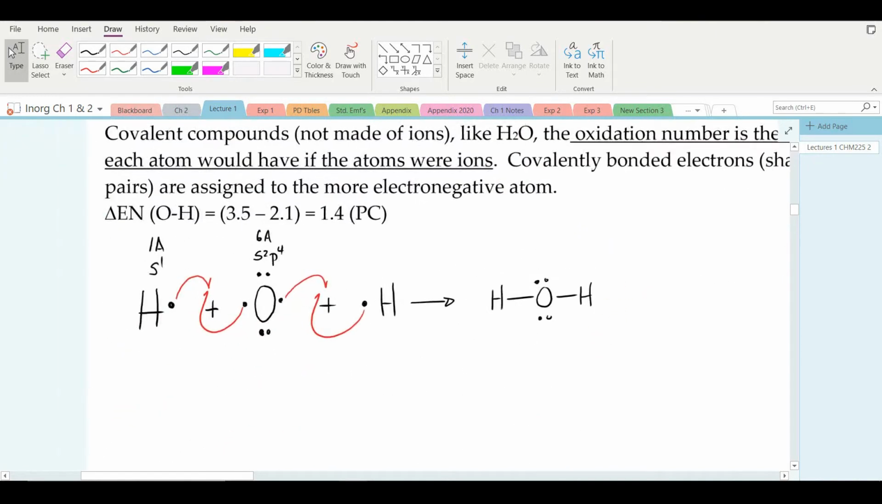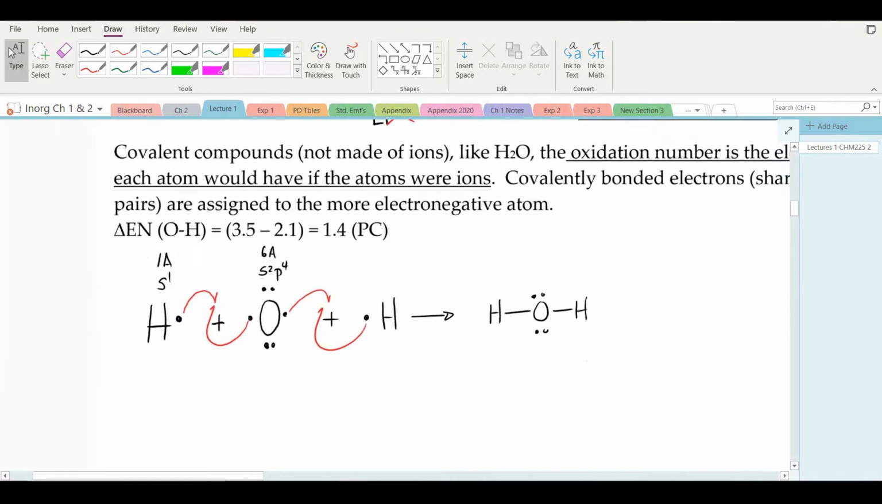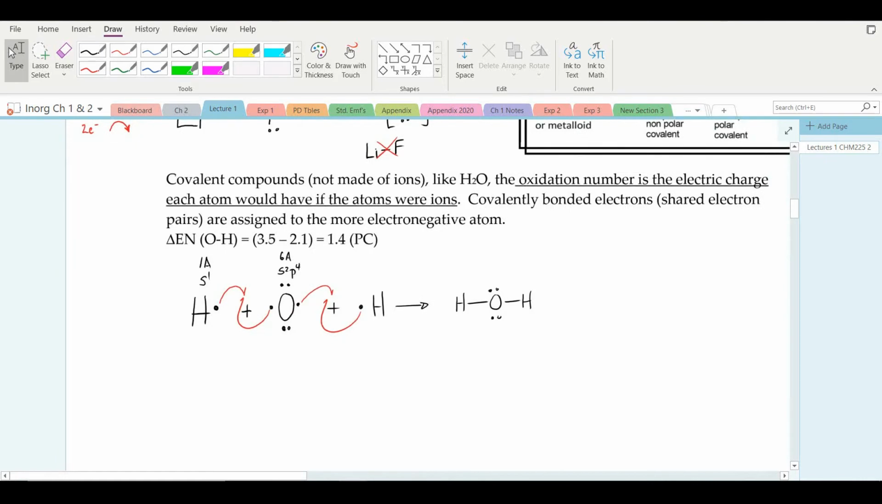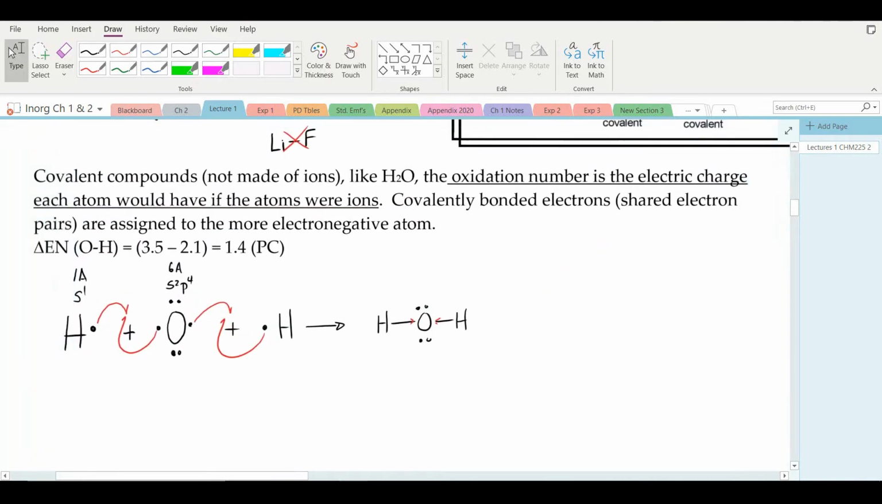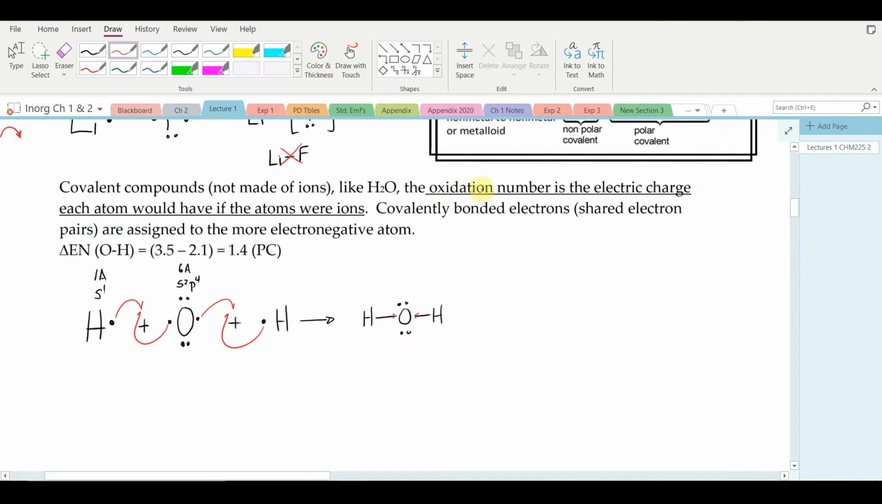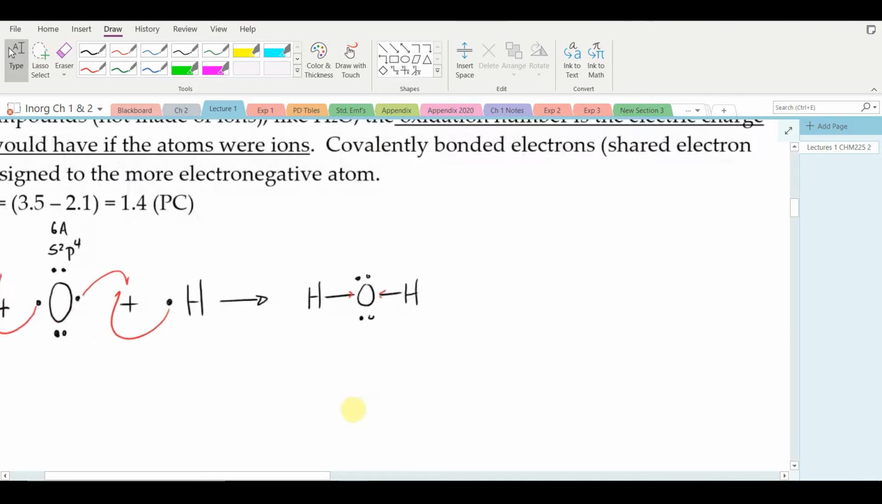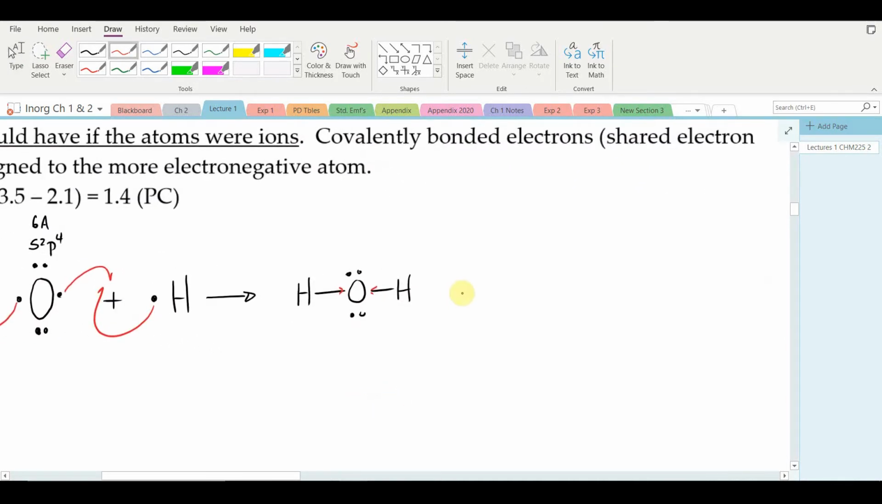So in the case of water, what's the oxidation number of hydrogen? What's the oxidation number of oxygen? Well, remember that oxygen is the second most electronegative element. It really would like to take electrons, and hydrogen is not nearly as electronegative, so the electrons spend most of their time near the more electronegative atom. They spend more time here. And so let's go back to what was underlined here. The oxidation number is the electric charge each atom would have if they were ions. So if H2O was actually made of ions, what would it be?